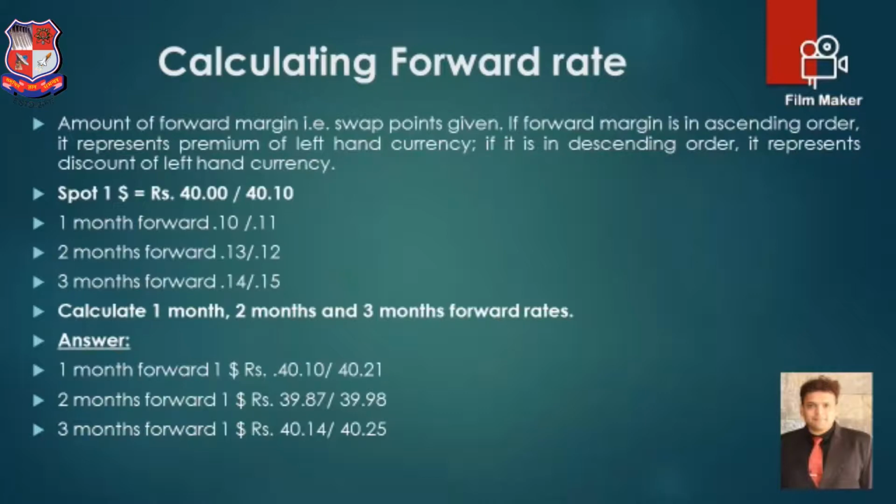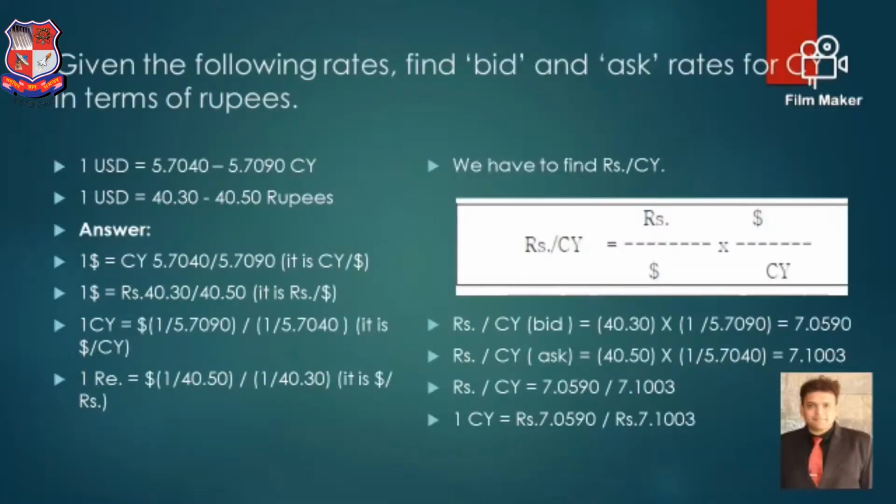So the 2 month forward bid rate is 39.87 and the 2 month forward ask rate is 40.10 minus 0.10, that is 39.98, and for 3 months again it is ascending. That means the dollar is selling at a premium. 40 plus 0.10 is 40.10, and the 40.10 ask rate plus 0.15 is 40.25. Now with the help of swap points we can also calculate the forward rate.